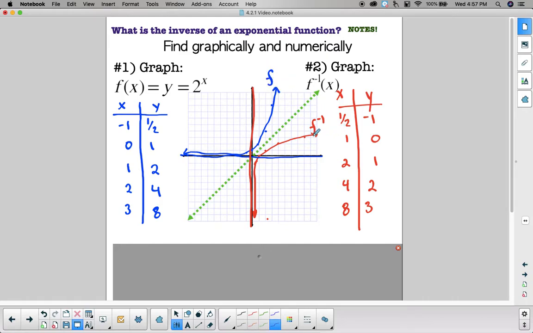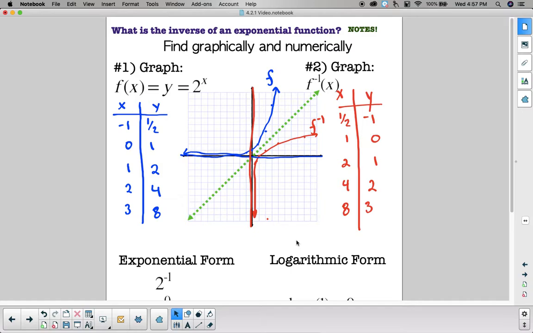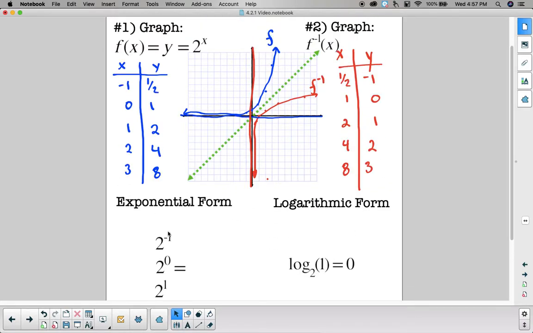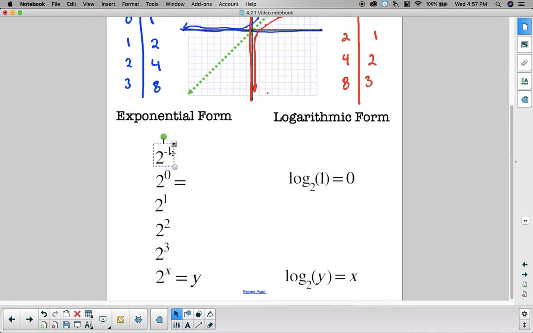So I can draw the inverse. I can come up with values for the inverse, but how mathematically am I going to define the inverse? And that's what we're going to define something called a logarithm. And let's just write some equations here.